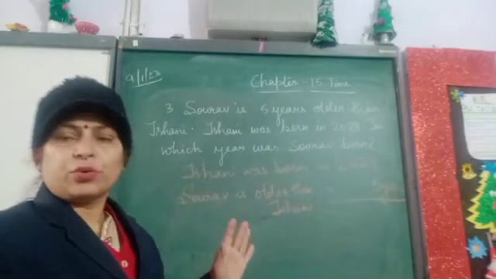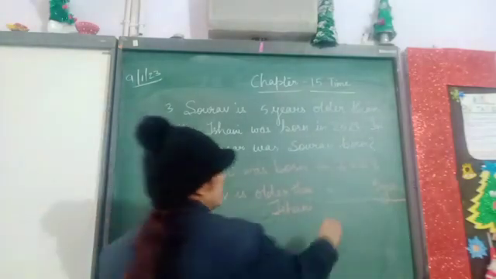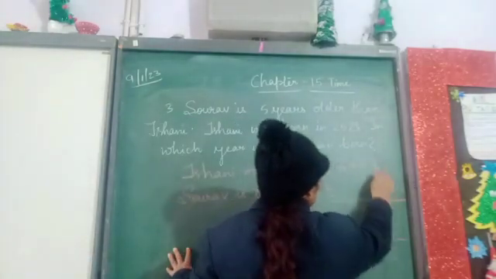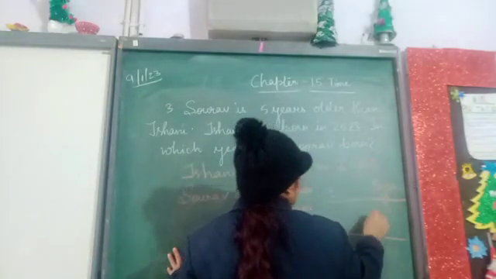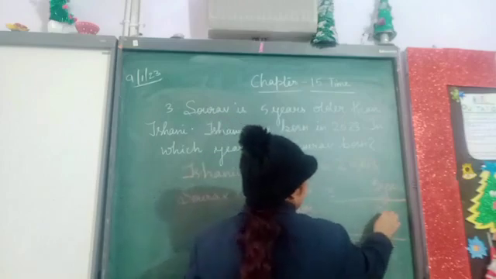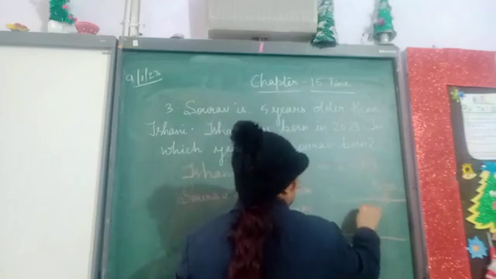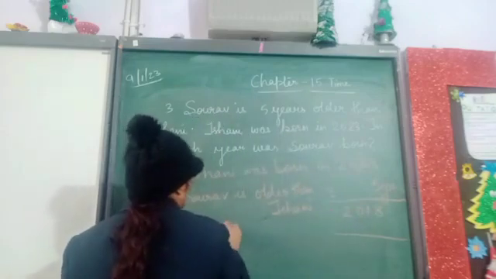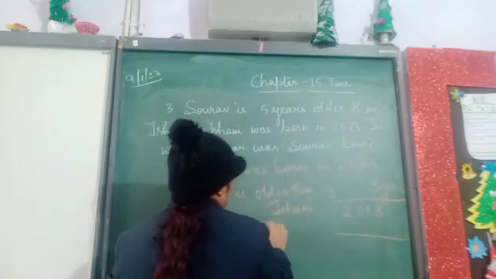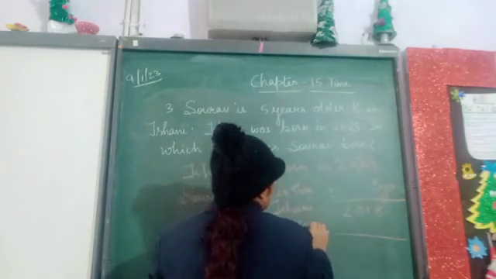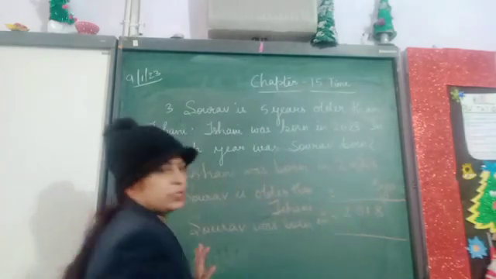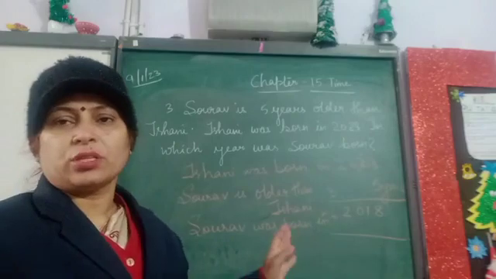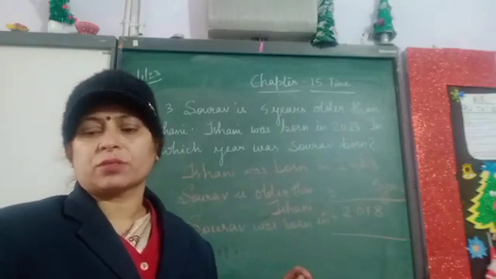So what will you do? You will subtract. So from here we go 13 minus 5 is 8. So Saurabh was born in 2018. In this way we can find out in which year a person was born.